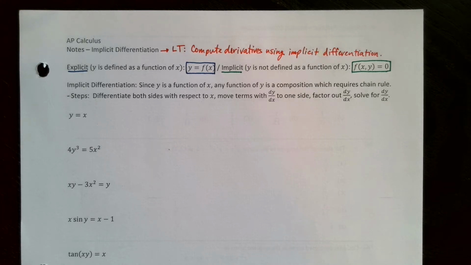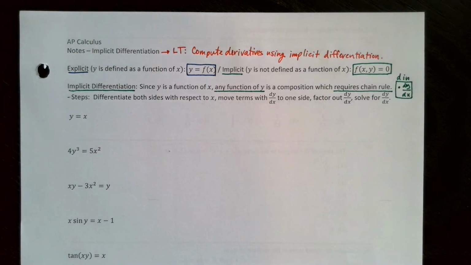In contrast, an implicitly defined function is one in which y is not defined as a function of x. So we see f of x comma y equals 0. What that means for us is that when we see the function, the x and y variables are going to be mixed up on both sides of the equations. So it's not going to be a very straightforward example like y equals 2x. So we're going to have to untangle those algebraically as well as find the derivative.